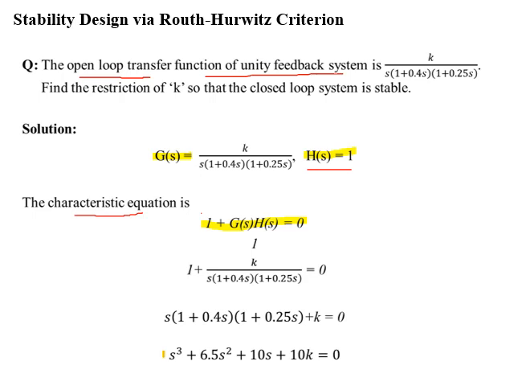Substituting the values and solving, we get characteristic equation s cube plus 6.5 s square plus 10s plus 10k equals 0. Now in this equation, as the k will vary, the location of closed loop system poles will also change accordingly. So for stable operation of the system, it is necessary to know the range of values for which our system will be stable.